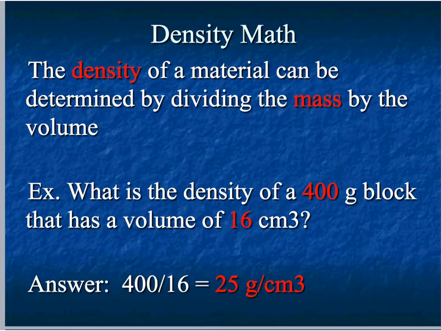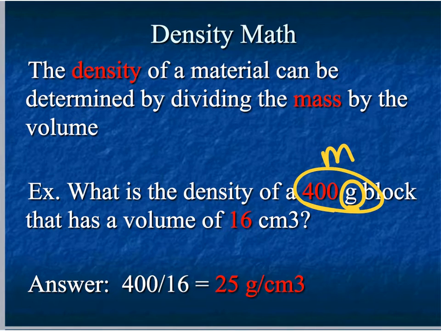All right. Okay, the density of a material can be determined by dividing the mass by the volume. So this is something we just did. For example, what is the density of a 400 gram block? Gram is that mass, density, or volume? Grams is how we measure mass, so make sure you show that work. And it has a volume of 16 cubic centimeters, so it already told you its volume, so that's V. So we're looking for the density.